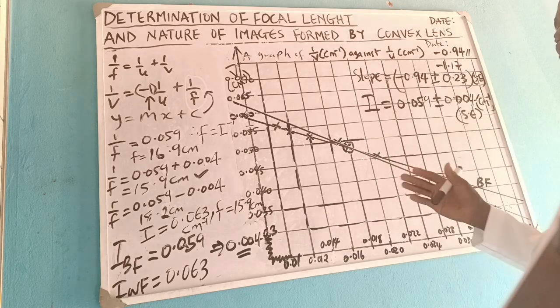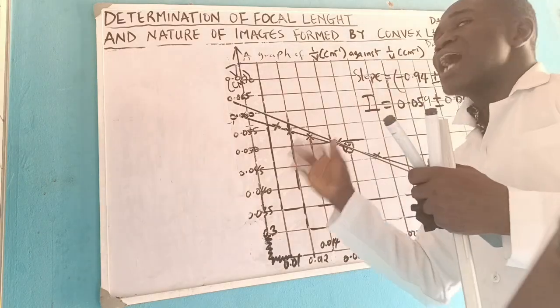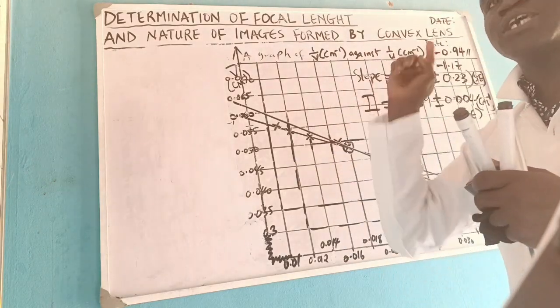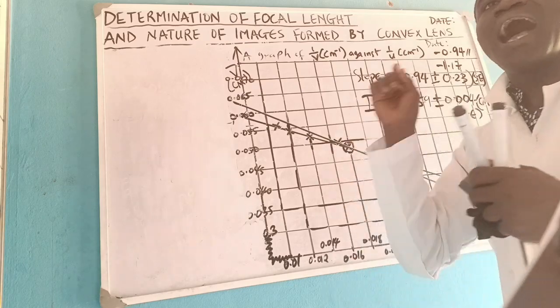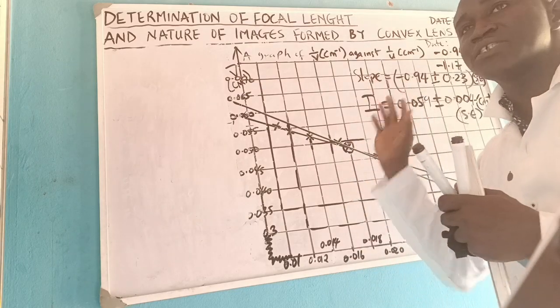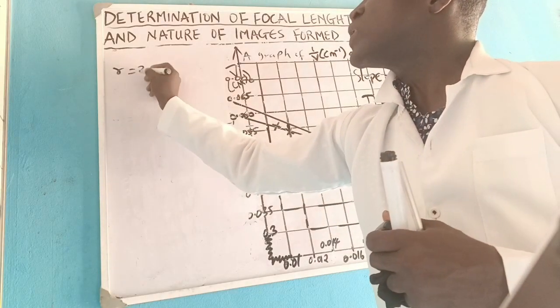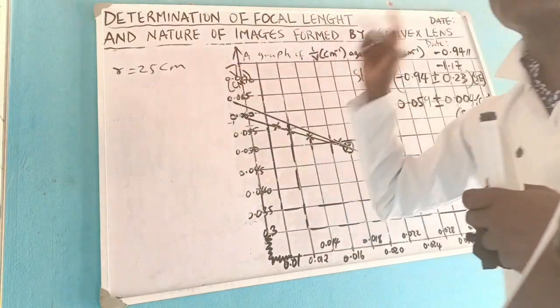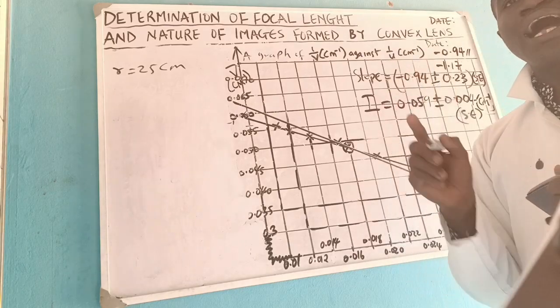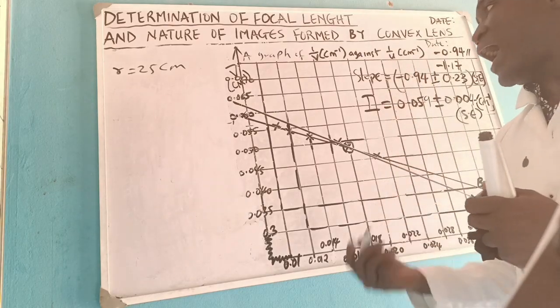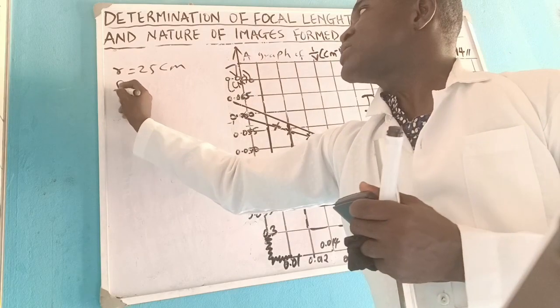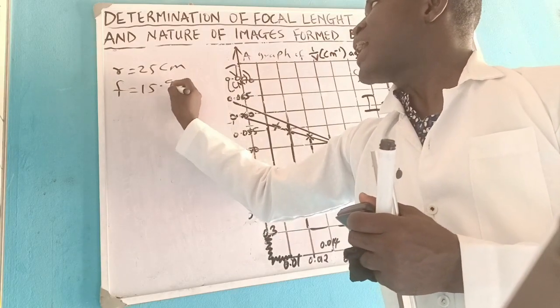Okay, so we have gotten our focal length of the graph. Assuming the convex lens used in the experiment is symmetric and has radius of curvature 25 cm, find its refractive index. They say radius of curvature is 25 cm. Find its refractive index using the focal length gotten from the graph. And we are using the focal length that says 15.9 cm.